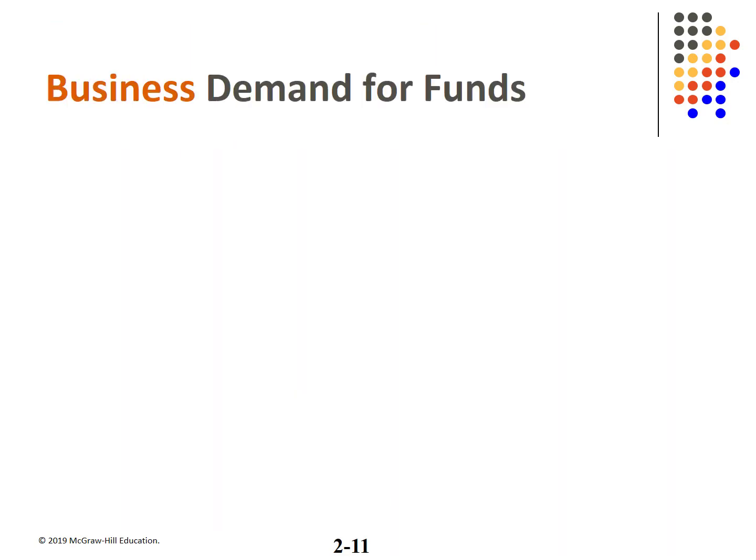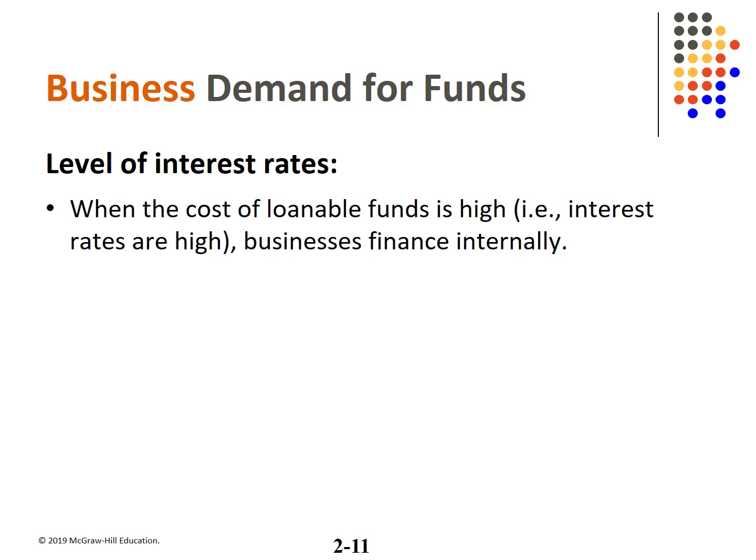Biggest user of funds, businesses. One of the biggest determinants of business demand for funds is interest rates. Think back to your 331 class and net present value. When interest rates are high, projects won't look as attractive. They may decide to finance totally internally from retained earnings or simply forego the projects.